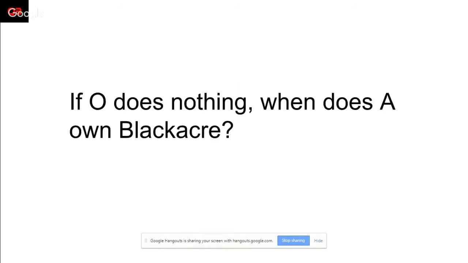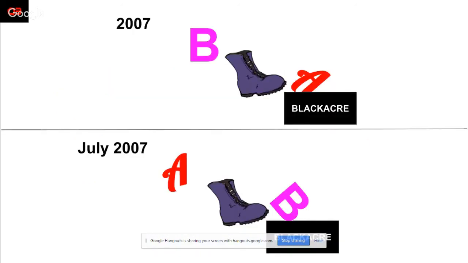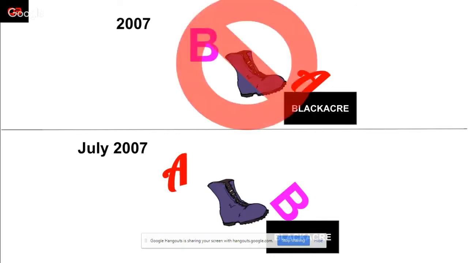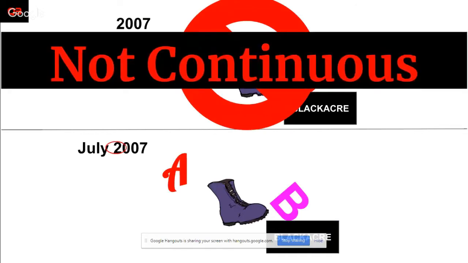So if O does nothing, when does A own Blackacre? Continuous, uninterrupted for the statute of limitations. When A was kicked out on January 1st, 2007, that stopped his clock for adverse possession. He wasn't in possession for a continuous 10 years. But when he was able to regain possession from B, then the clock started again.